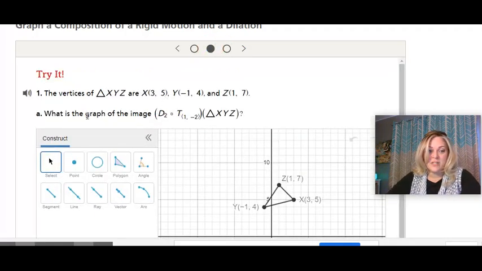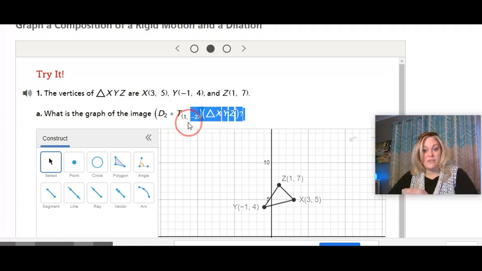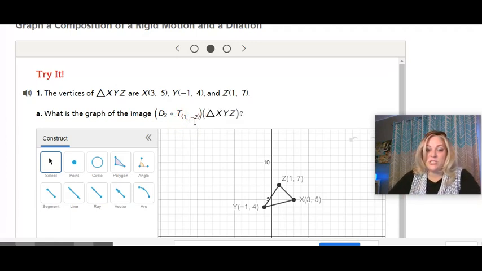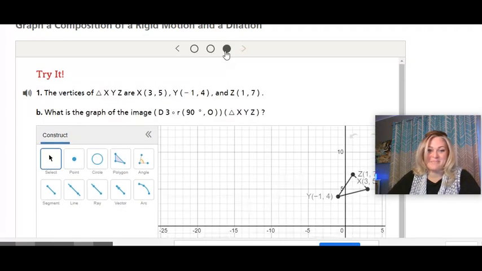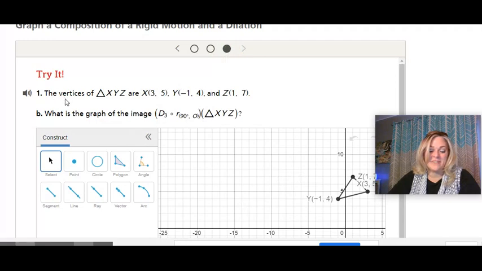Here is another picture. What is the graph? And you're going to try this one, whether it be with this computer program or at home or at school with a compass and straightedge. So you're going to do a translation, moving it 1 in the positive direction of x and then down 2. And then you're going to do a dilation, scale factor of 2. And you're going to use these tools to do so. Good luck on that.